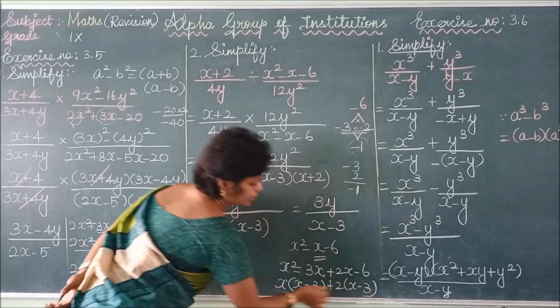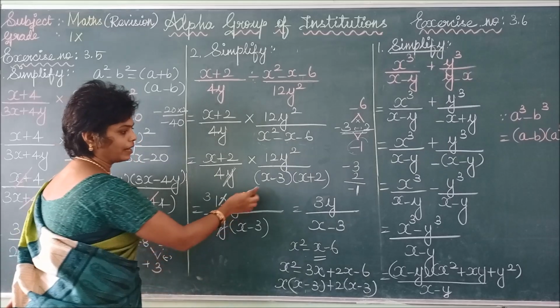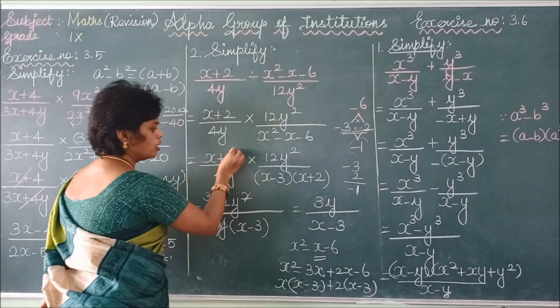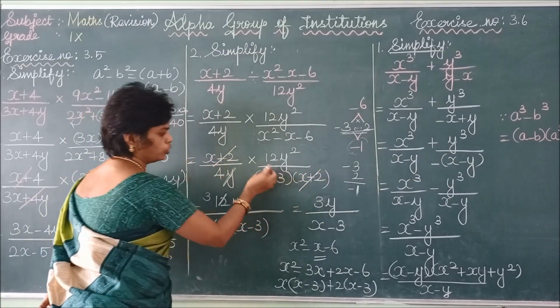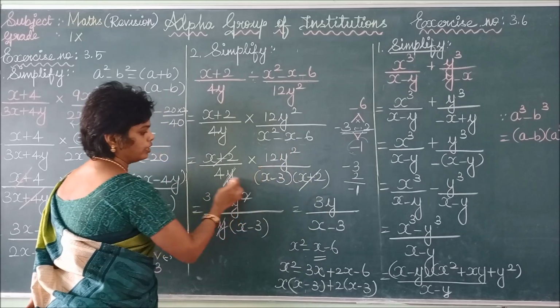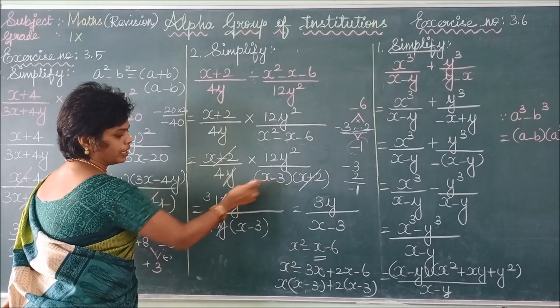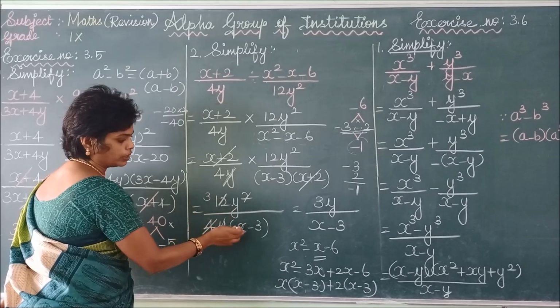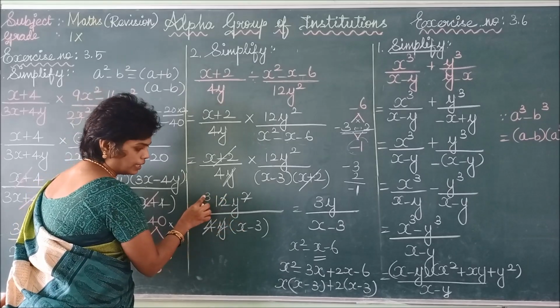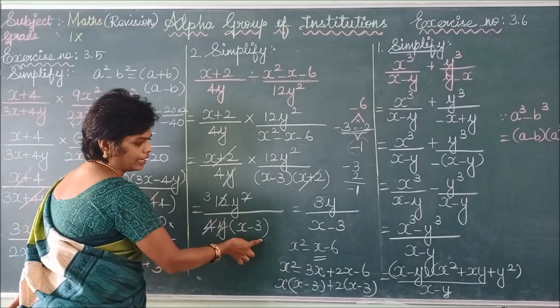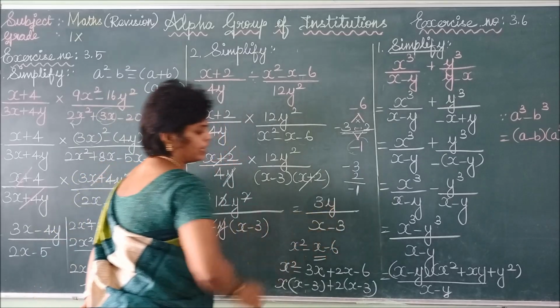So what are the factors? x minus 3 and x plus 2 are the factors. Cancelling x plus 2 and x plus 2, the remaining terms are 12y squared divided by 4y into x minus 3. Cancelling those terms, what are the remaining terms here? 3 into y divided by x minus 3.